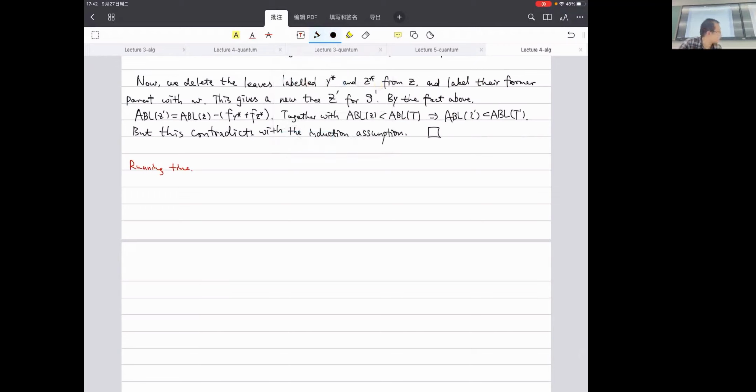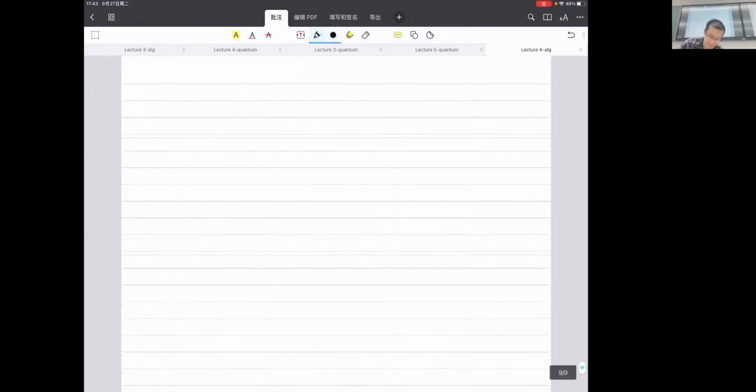So what is the running time of this Huffman's algorithm? Maybe you can think briefly about this. It's about this kind of update, this kind of strategy. Right, and actually the Huffman's algorithm can actually be run in O of n log n time. So how do we do this?